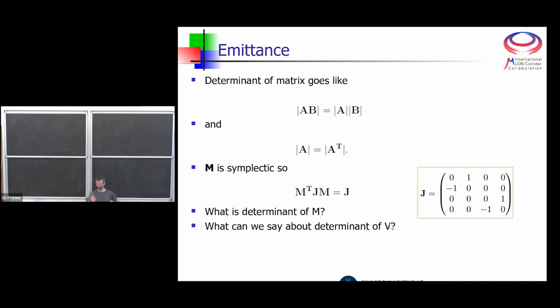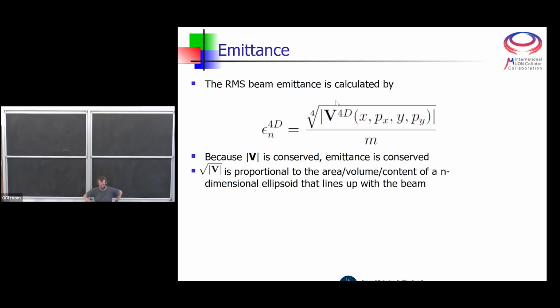Okay, so that's an important relationship. And we're going to find out on the next slide, probably, that the determinant of V is very closely related to the emittance. Okay, there you go, on the next slide. So the RMS beam emittance for a 4D beam is calculated by doing the determinant of this 4D covariance matrix, then we take the fourth root. So that's how we calculate it mathematically, and because the determinant of V is conserved, emittance is conserved.